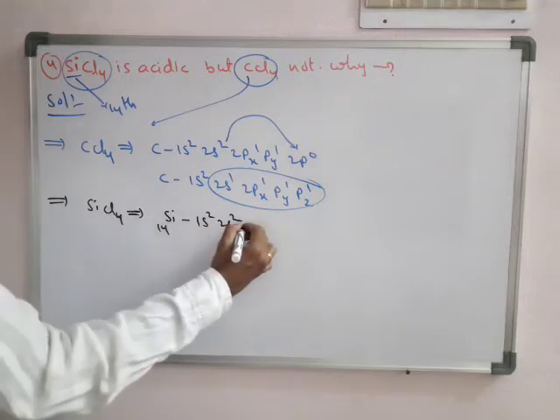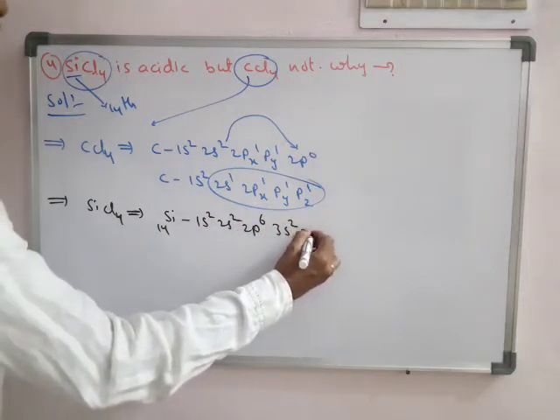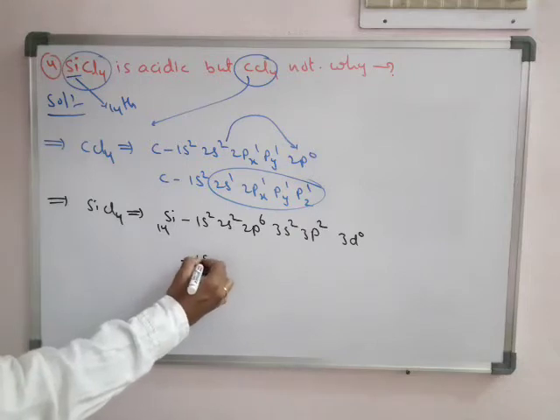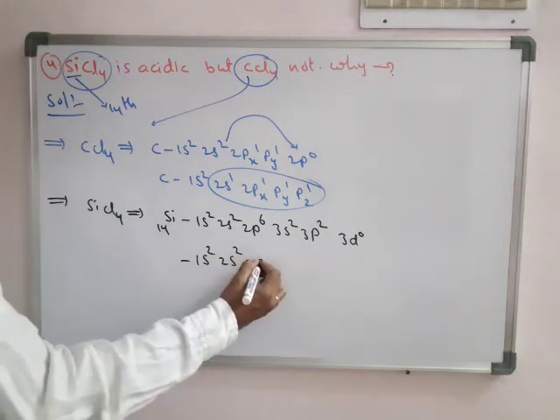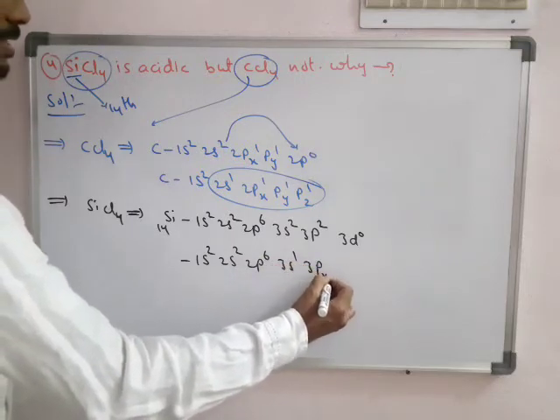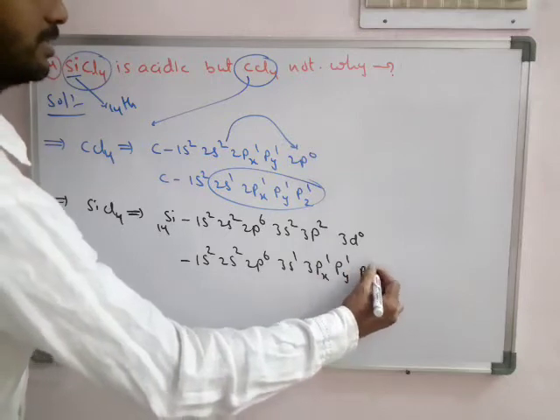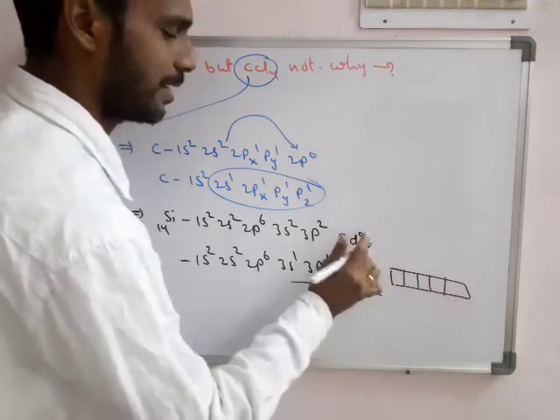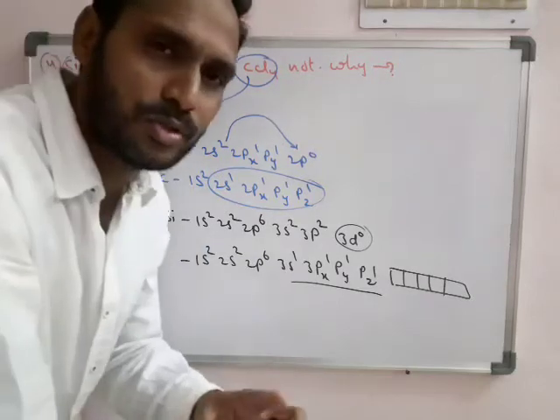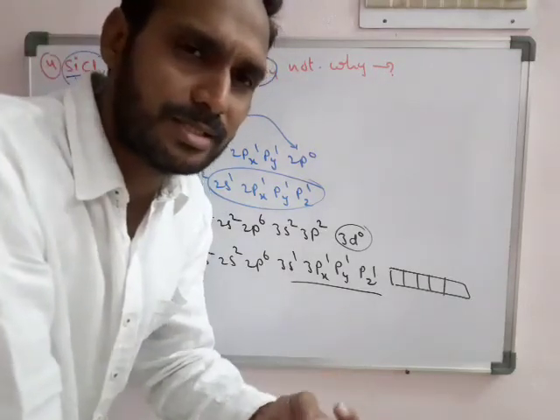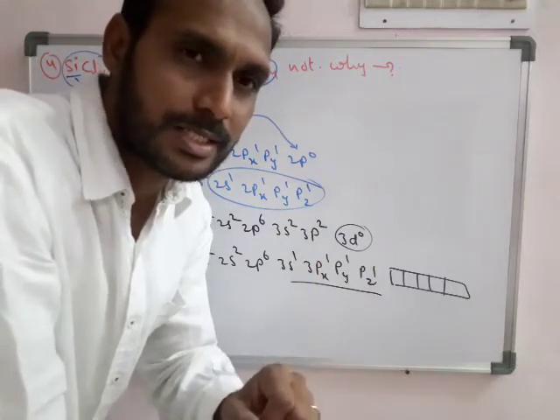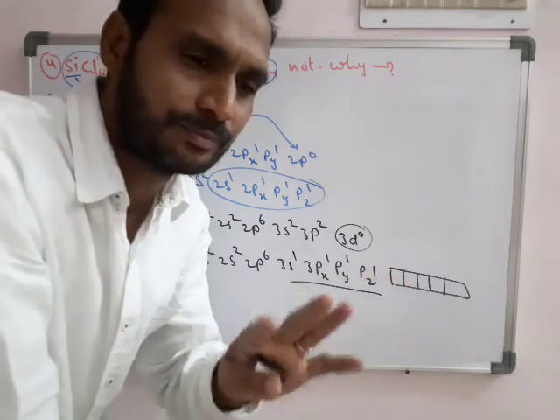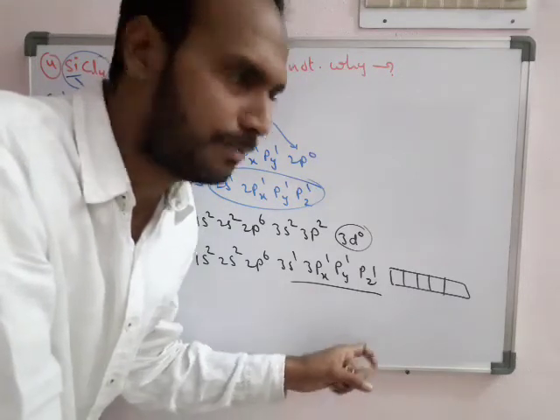We know the silicon configuration: 1s2, 2s2, 2p6, 3s2, 3p2, and 3d0 is also present. Even in the excited state, it becomes 3s1, 3px1, 3py1, 3pz1. All these orbitals are filled with electrons, but the 3d subshell is vacant. The third shell has 3s, 3p and 3d. First shell 1s, second shell 2s 2p, third shell 3s 3p 3d, fourth shell 4s 4p 4d 4f. In aluminium, the third shell has 3s and 3p filled, but 3d is vacant.